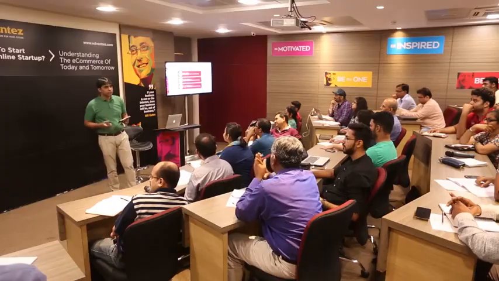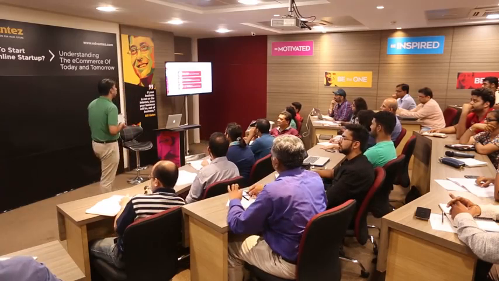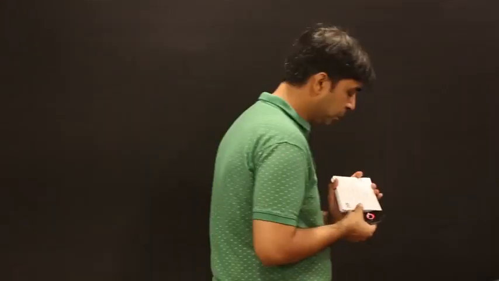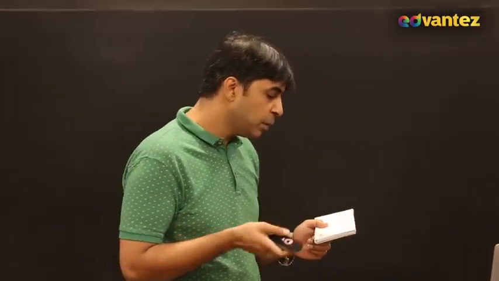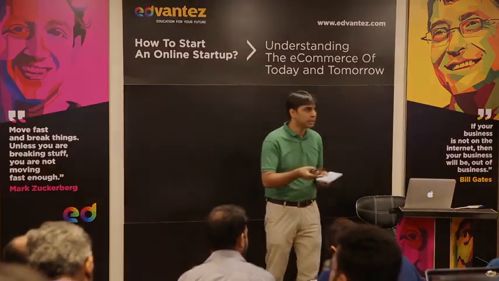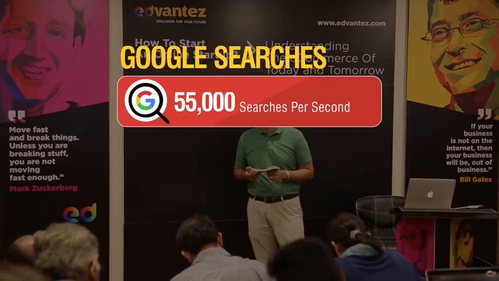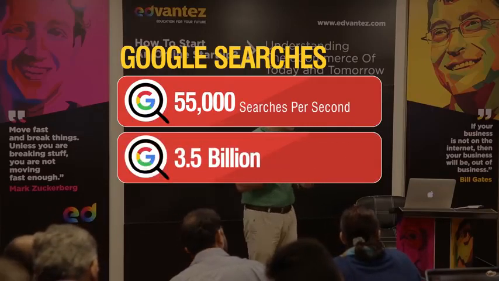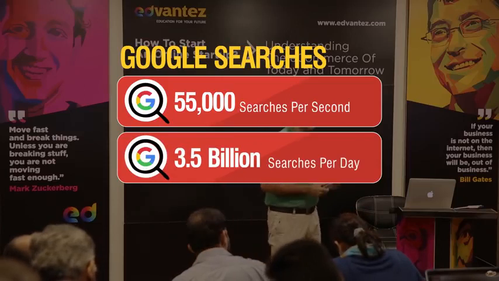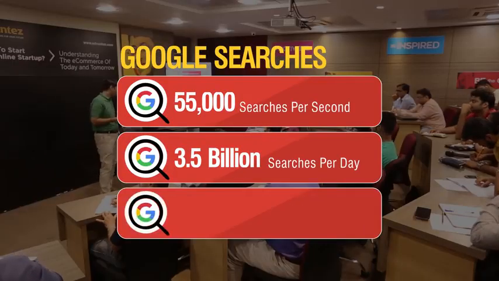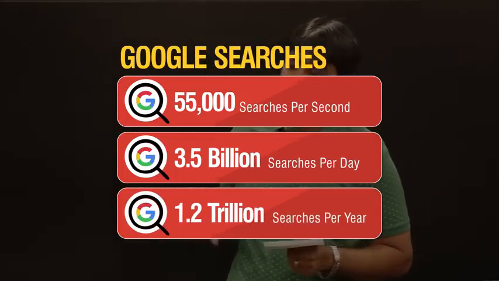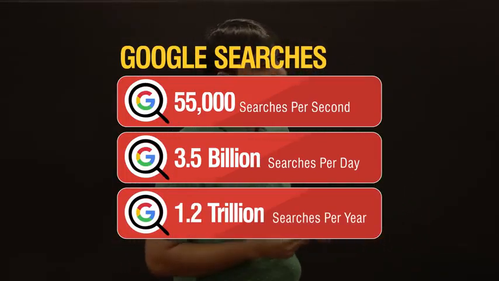So why are we talking about SEO, by the way? What is the reason that we want to talk about SEO? Or why is SEO ranking so important? Do you know there are about 55,000 Google searches per second? So just like we said, in 1 second, 55,000 searches globally on Google. Okay? There are 3.5 billion searches per day. Okay? Approximating to about 1.2 trillion searches per year. So that's why SEO is so important. People are going to Google for everything.